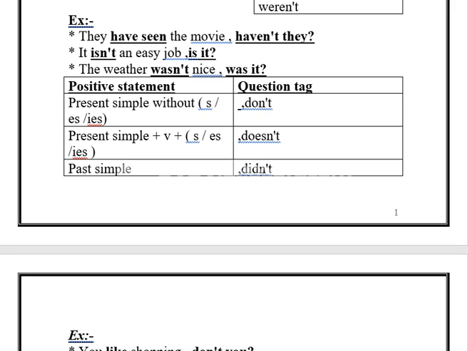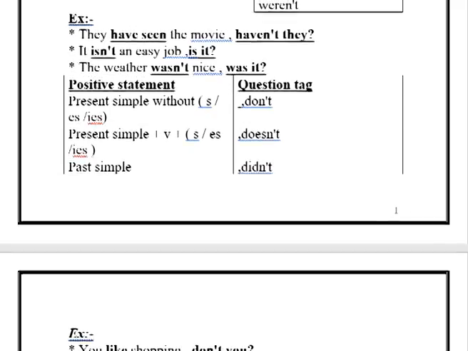Okay, the next thing. If we don't have an auxiliary verb in the sentence, suppose the sentence doesn't have is, are, has, can or could. First we will look at the tense of the sentence.